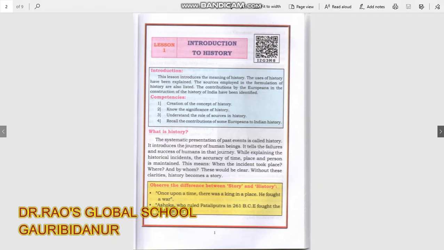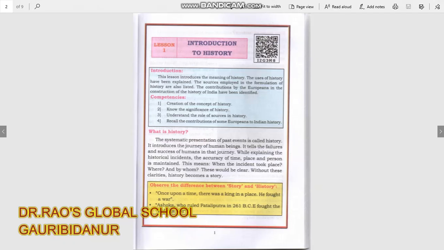The systematic presentation of the past events is called history. It introduces the journey of human beings. It tells the failures and success of humans in that journey. While explaining the historical incidents, the accuracy of time, place and persons is maintained. But it may not be correct.